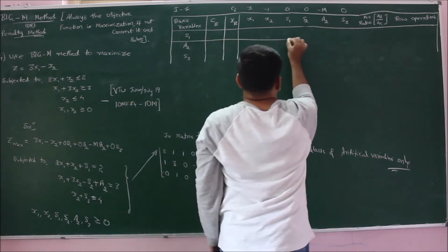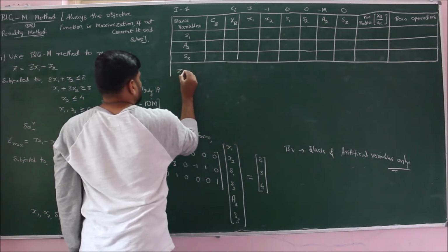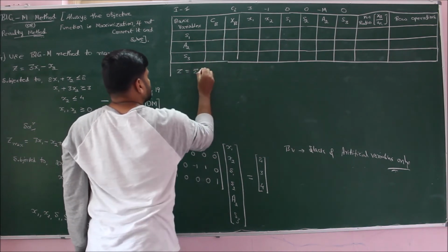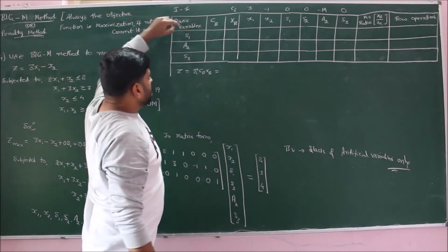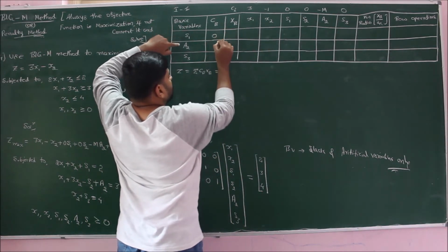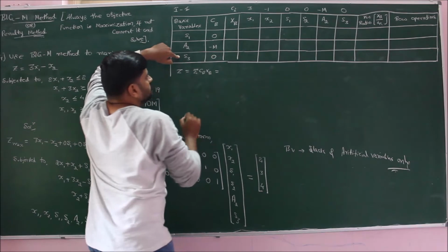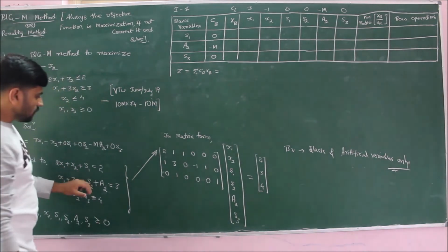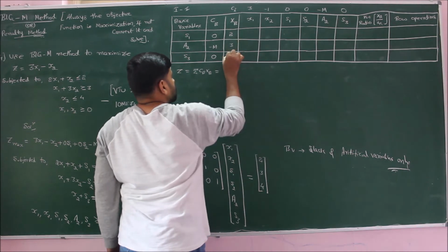So drawing the table. Now we know that Z is equal to summation of CBXB, whereas CB is nothing but the coefficient of basic variables. The coefficients of basic variables are, coefficient of S1 is 0, A2 is minus M, and S3 is 0. And this XB is nothing but the RHS of the set of linear equations what we have, that is 2, 3, 4. So entering it, we will get 2, 3 and 4.